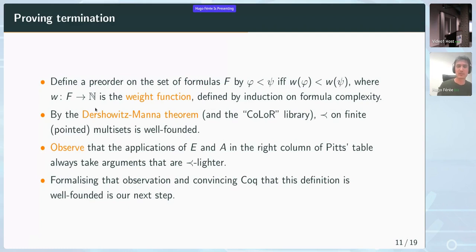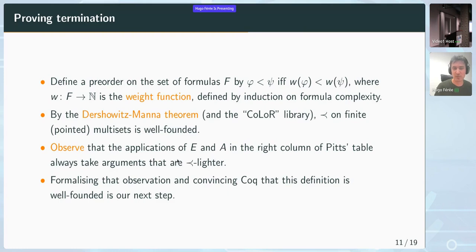Okay, let me be a bit more precise. So we define a weight function on formulas. Basically, and weighs like 3, implication is 1, and conjunction is 2, or something like that. And this induces a well-founded order on formulas. And by the Dershowitz-Manna theorem, we get a well-founded order on multisets of formulas.